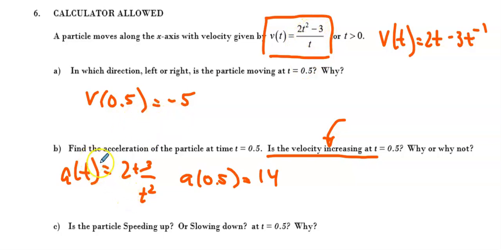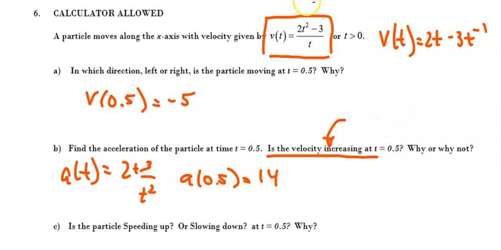All right. Then it says, find the acceleration of the particle. So again, I just really quickly did the derivative of this over here, and then I plugged in 0.5 here and I get 14. The point I want to make with this question is, is the velocity increasing at time equals 0.5? I want you guys to make sure that you understand the difference between positive and increasing. All right, there's two different things with this. Is the velocity increasing or is it positive?